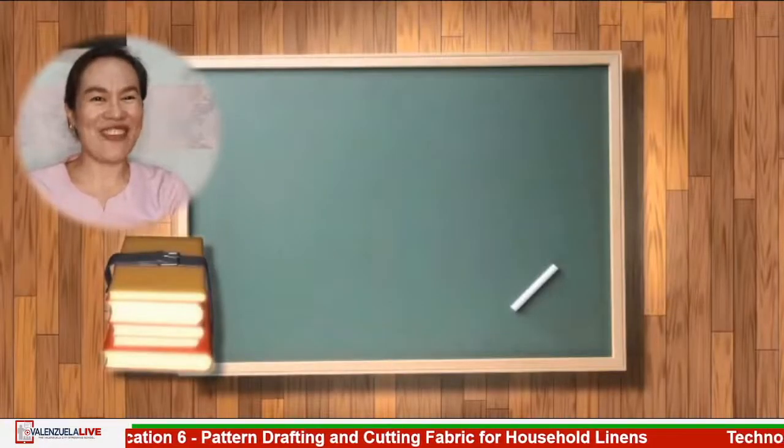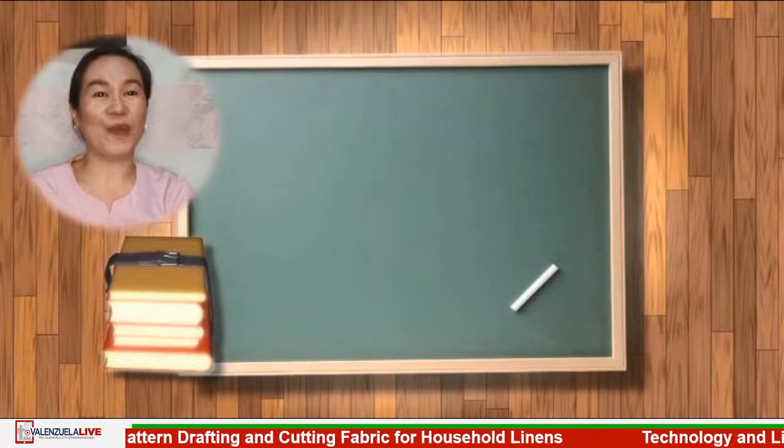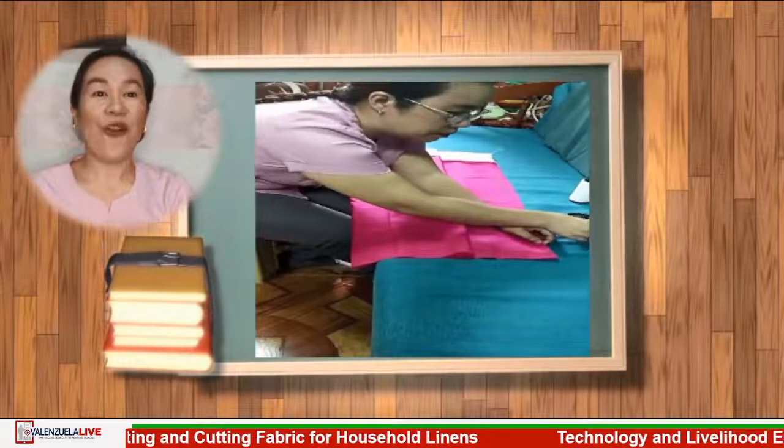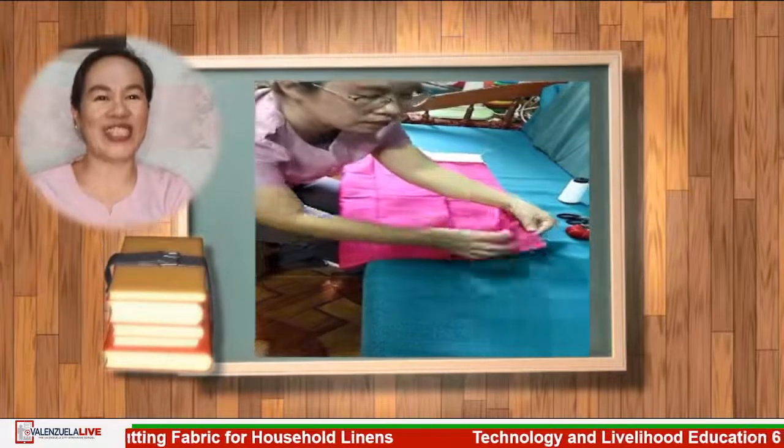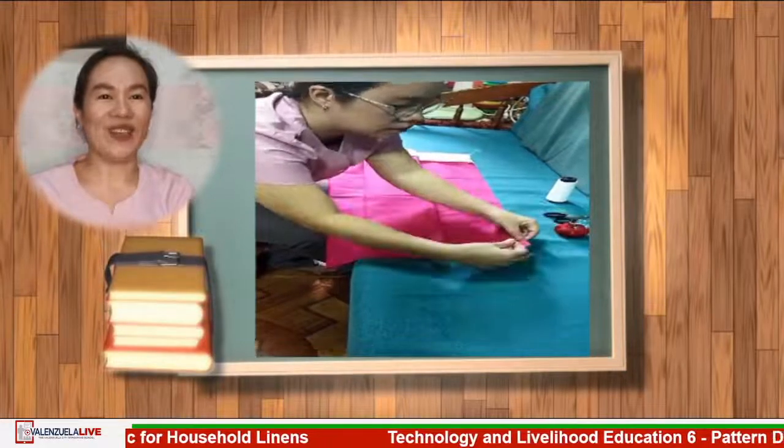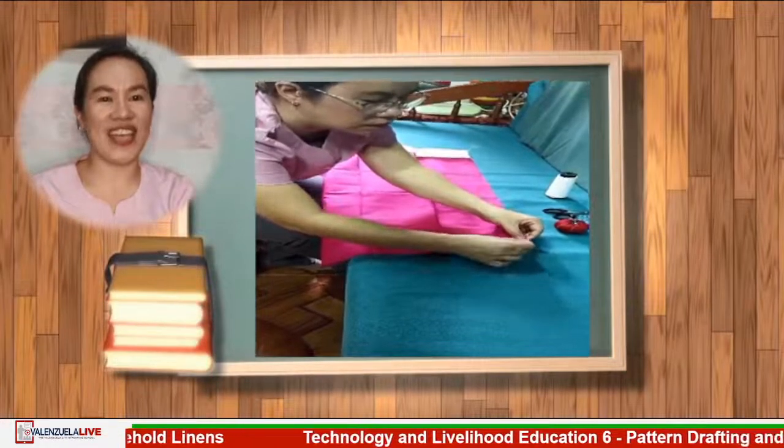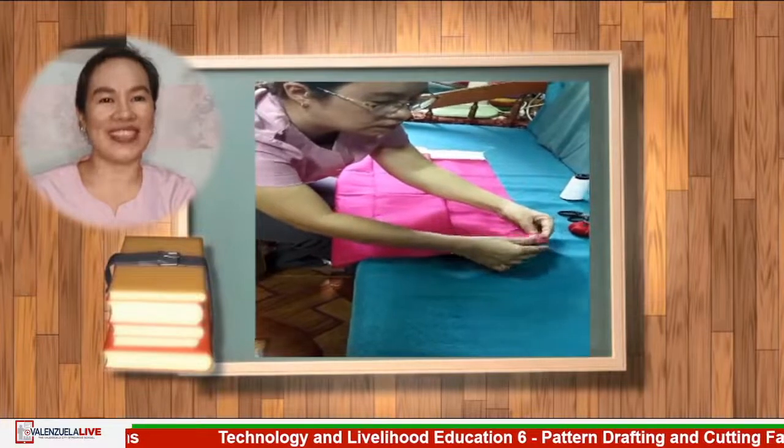Step number 7. Side and bottom seams. Fold the pillowcase half wrong sides together. Pin around the raw edges on the side and bottom of the pillowcase.